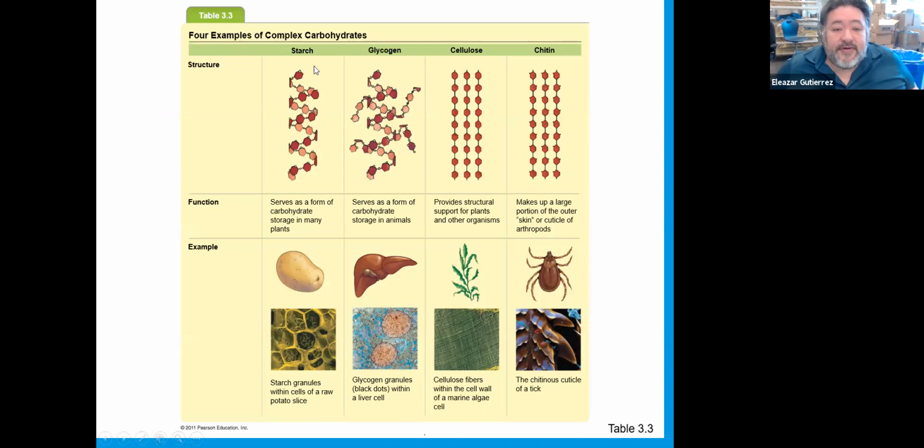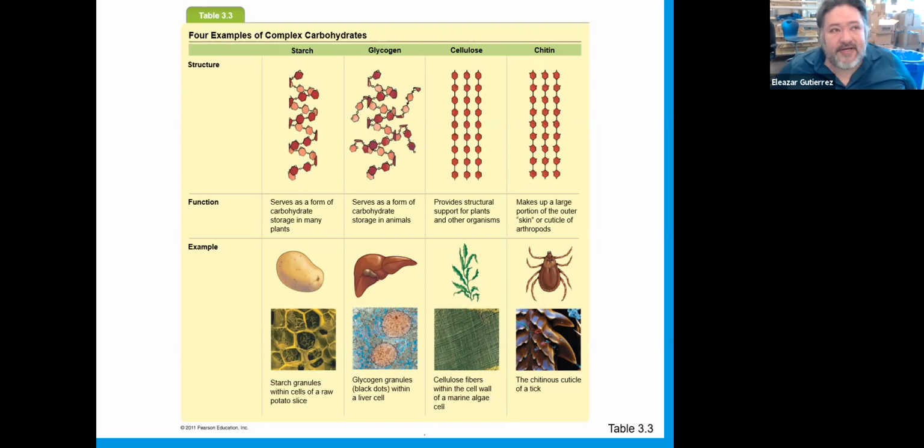So here's starch, here's glycogen. Remember I told you that glycogen and starch are almost identical. The main difference is that glycogen is more highly branched. Here's starch in a delicious little potato. Glycogen, your author wants you to know that glycogen is stored in the liver.